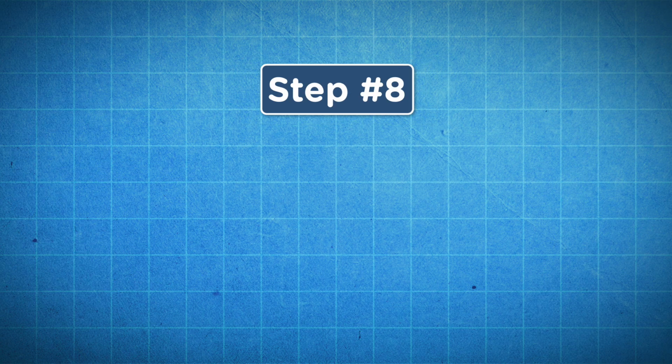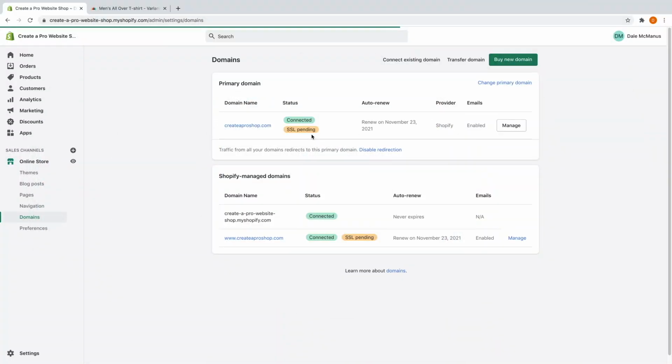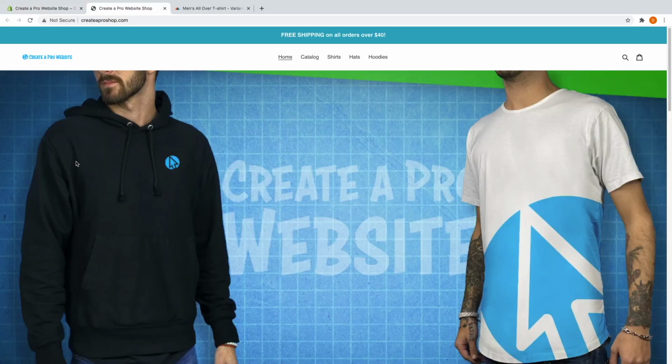Okay, so now step number 8 is to make a test payment. And I'll also show you how to manage your orders in the next step as well. But first, we need to make a test payment because you're going to want some of your own product anyway. So to do that, we're just going to go over to our online store and click on the little eyeball symbol. And you can see our new domain name is actually working up here. And it says not secure because that SSL is still pending. But our new domain name is in there.